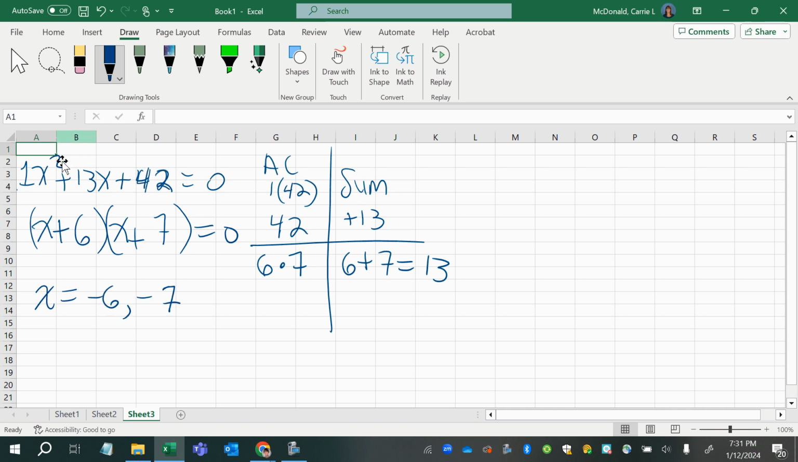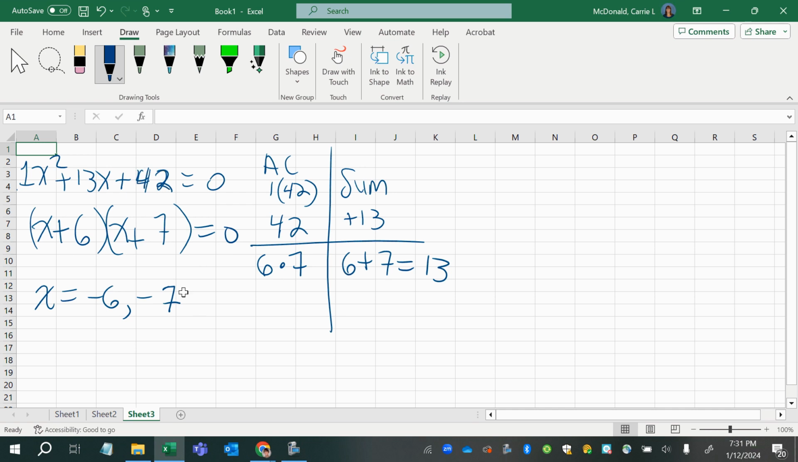Because you would have set each one of these equal to 0 one at a time and then subtracted to get x alone. So that's why we end up with the opposite signed values. And notice that if you plug in negative 6, you'll get negative 6 plus 6 equals 0, and then 0 times anything is 0. So that would make the statement true.